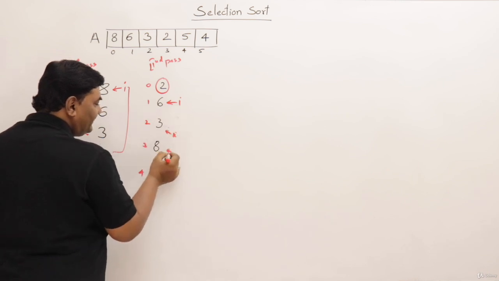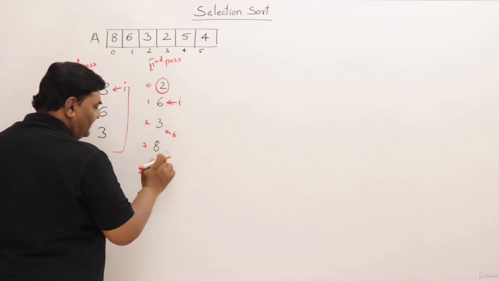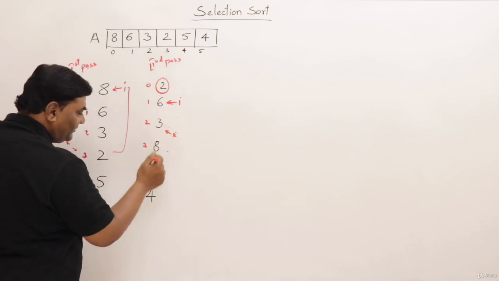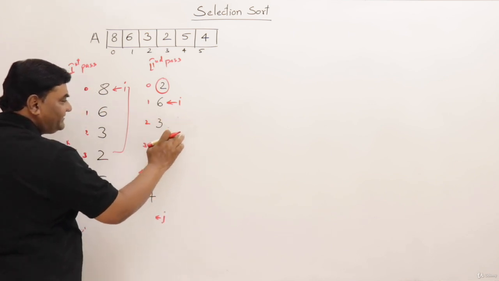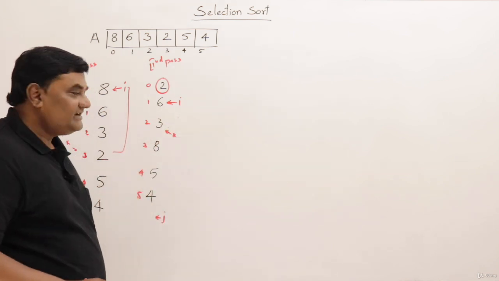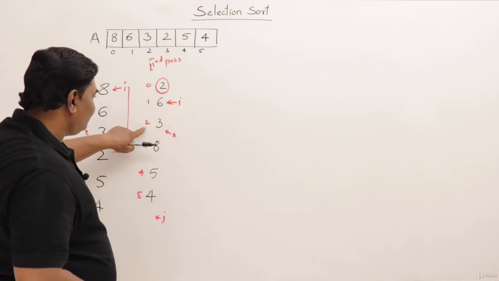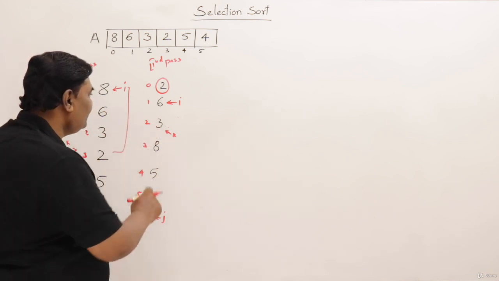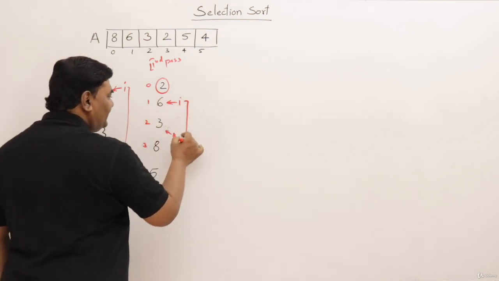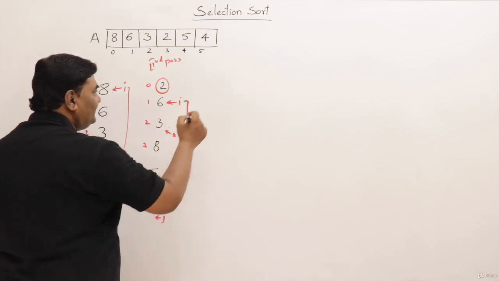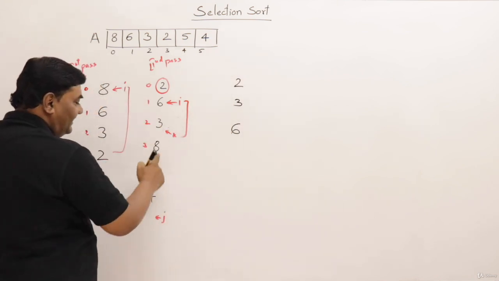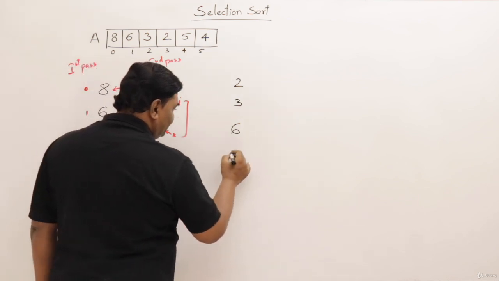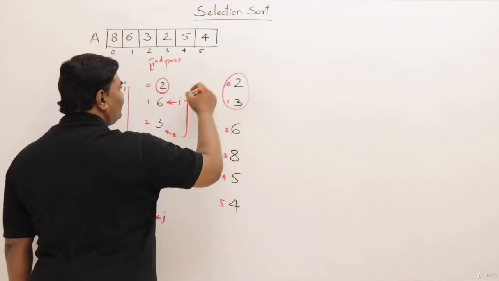Then move J. Is it smaller than 6? No. Is it smaller than 6? No. Is it smaller than 6? No. J has finished the list. Finishing the list means we got the smallest element. What is that? K, that is index 2, that is element 3. Interchange. So these two elements will be interchanged and the new list will be 2, 3, 6, and 8, 5, 4 as it is. So these two elements are sorted.